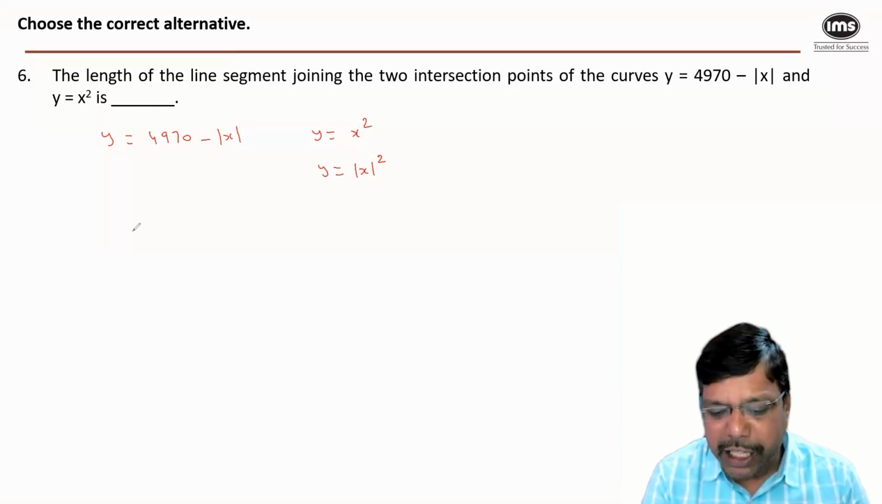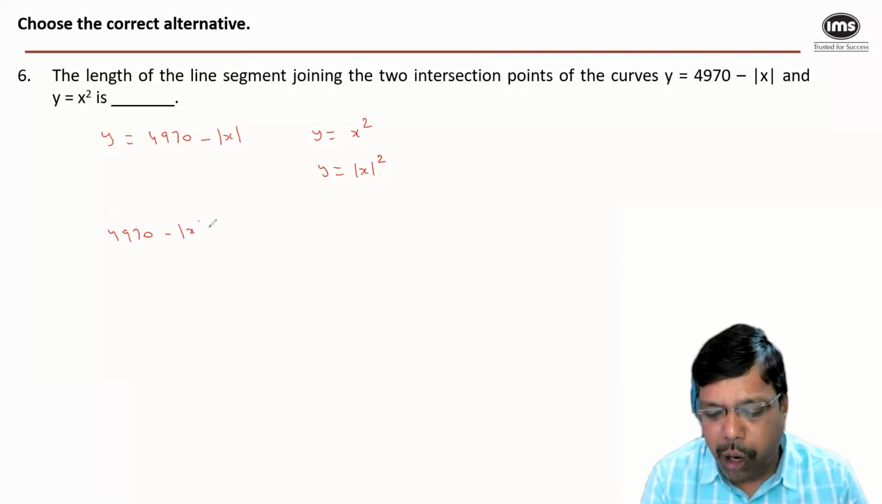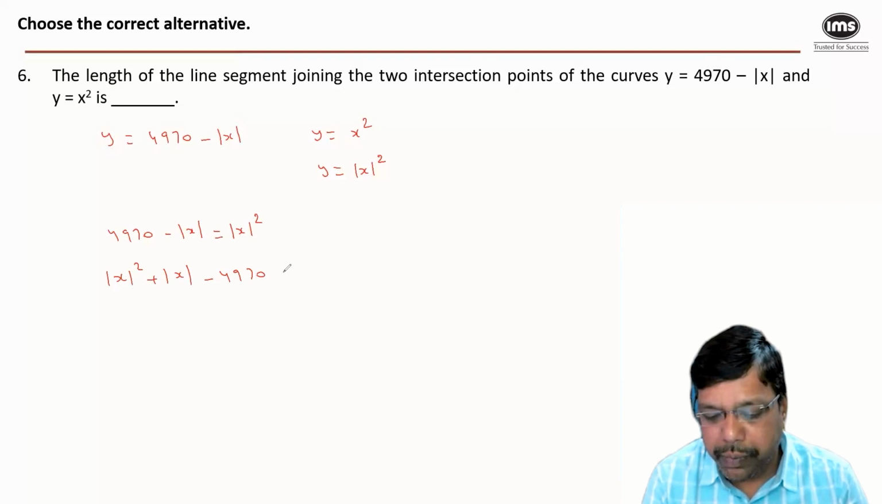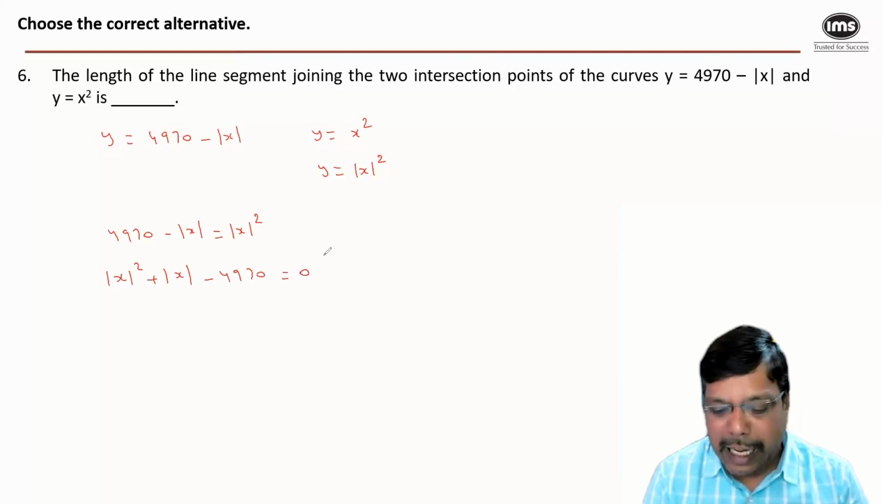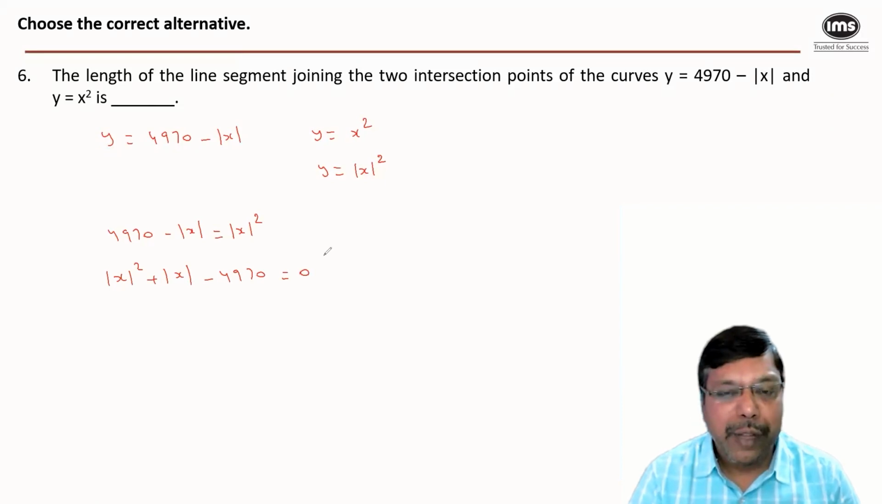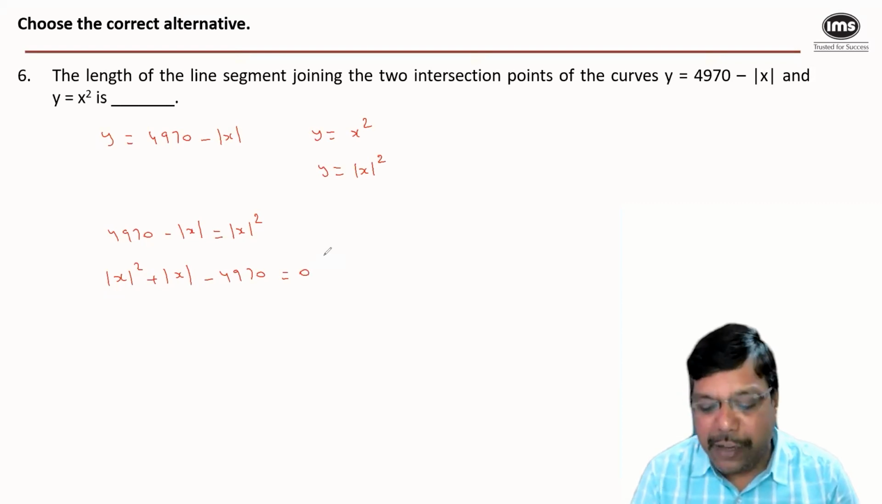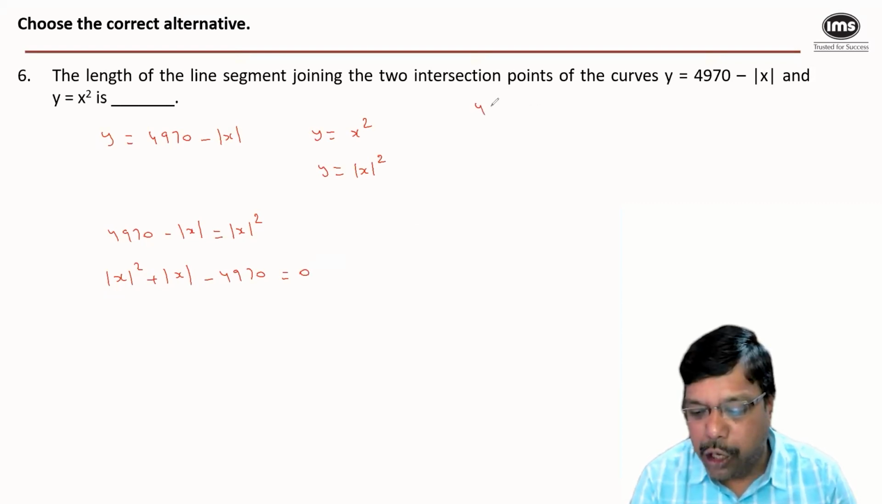So then equating these two, we get 4970 minus mod x is equal to mod x whole square. So which becomes mod x whole square plus mod x minus 4970 is equal to 0. Now we need to find two numbers whose product is equal to minus 4970, but whose sum is equal to plus 1.